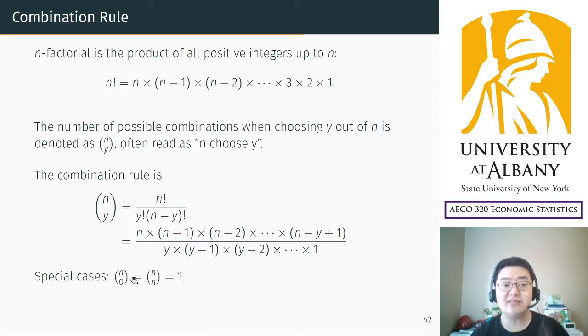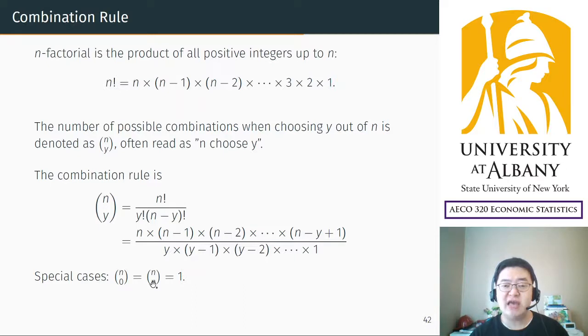And special cases you need to know: when you choose zero out of n, there is only one case. You choose nothing. That's the only one. Or in our example, there are n reservations and no reservation is cancelled. How many different combinations? Only one case. Everything should not be cancelled. So it's only one case.